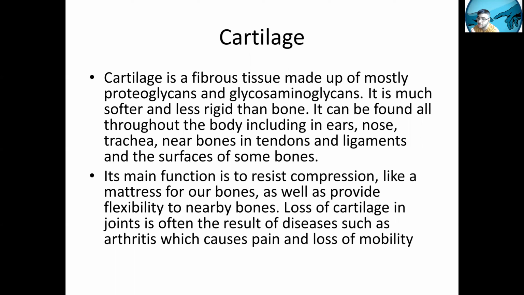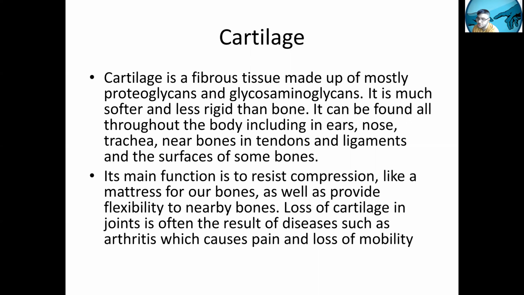They also provide a lot of flexibility to nearby bones, so you can move a lot. You have a large range of motion because you have cartilage surrounding most of your bones, and a lot of the joints, which we'll talk about in a second, which also contain cartilage, your tendons and your ligaments. The reason that they're so flexible and you can move your arm, like your elbow, a lot, you can move your neck a lot, is because of this cartilage.